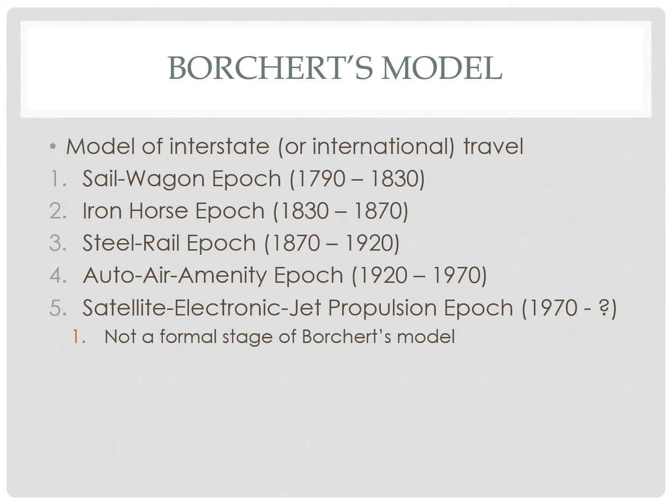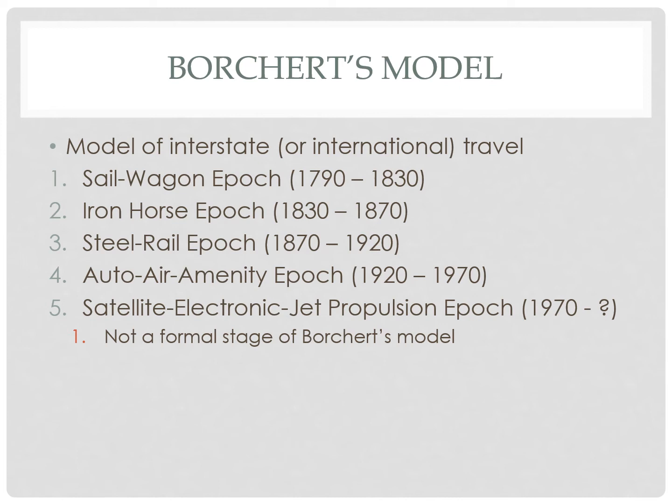The final stage that is actually part of Borchert's model is the auto-air-amenity epoch, 1920 to 1970, which is when the formal model ends. And this would be like Rostow's age of mass consumption. And we see now people have the money in order to buy their own car. All right? And we're going to talk about that again with suburbanization here in a couple minutes. We're seeing the use of airplanes that is starting to become more affordable, but it's still an amenity. It's still a luxury.